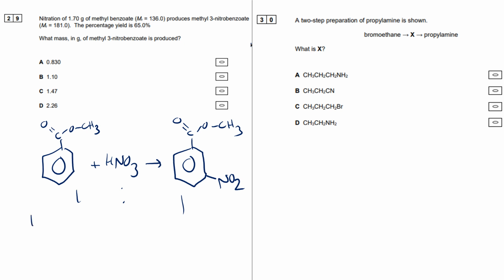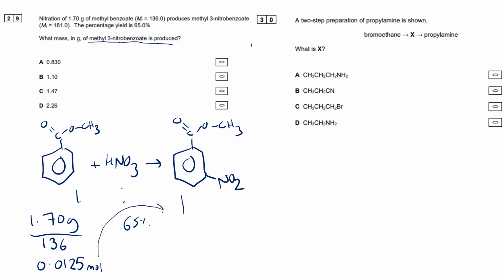So if we had 1.7 grams of our reactant, we're told the percentage yield is 65%. What mass of the product is produced? So let's firstly work out the moles of the reactant. So you've got 1.7 grams divided by the Mr of 136. That's 0.0125 moles. Assuming 100% yield, or assuming all of the reactants turn into the product, it's a 1-to-1 ratio, you would make 0.0125 moles of our product, methyl nitrobenzoate.